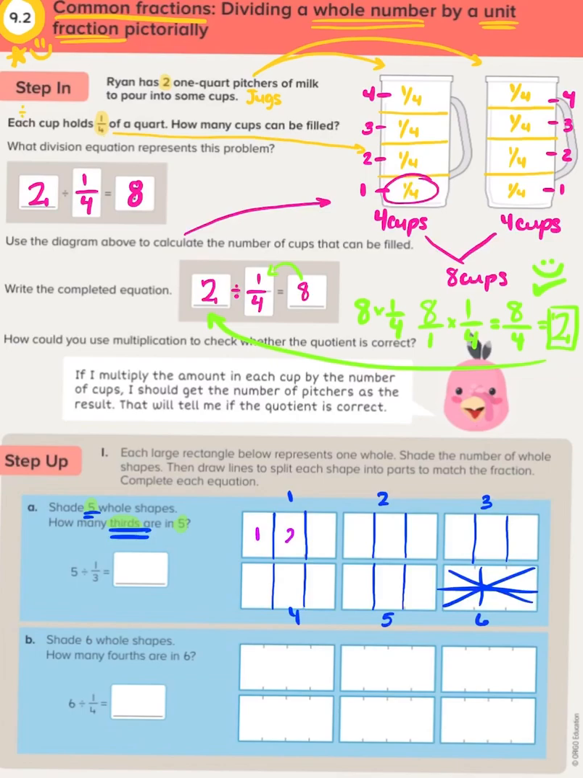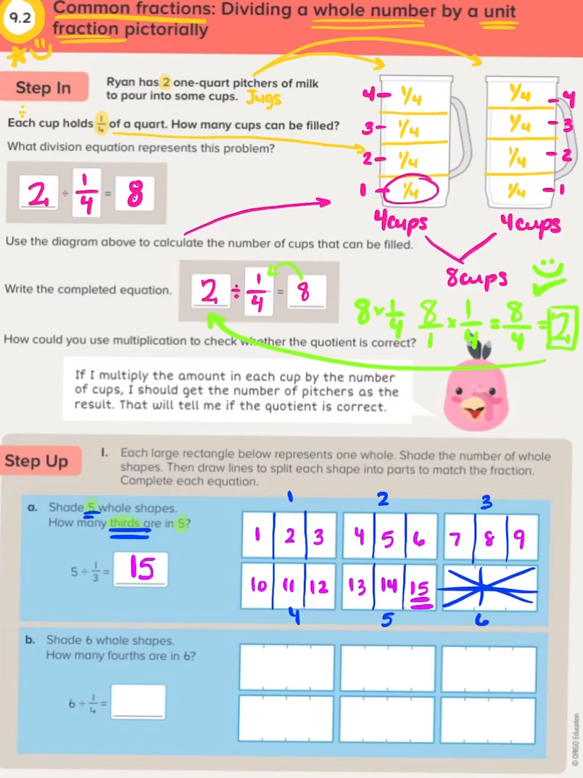I have 1, 2, 3, 4, 5, 6, 7, 8, 9, 10, 11, 12, 13, 14, 15 pieces. So my answer is 15. 5 divided by, or cut into, 1/3 pieces means I have 15 pieces.